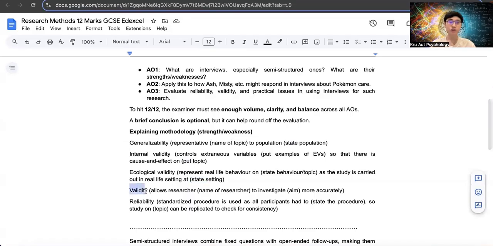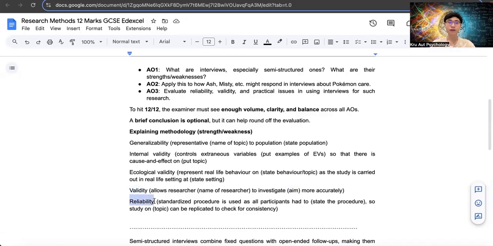Again, then validity. I'd say that isn't one way of explaining it, but since validity is about testing or measuring what the study claims to test or measure, if it's a strength, then that particular name of researcher, say Jacob or David or Sarah or whoever it is, would be able to investigate that aim, that wording in the aim sentence, usually the first sentence, accurately, because if it's valid, then it's accurate. If it's not, then it's not accurate.